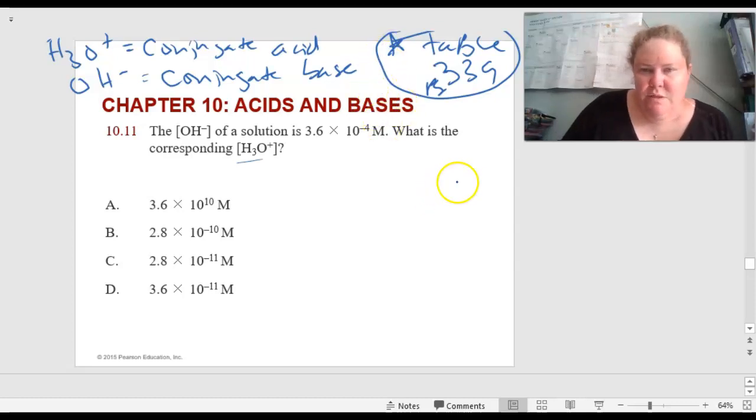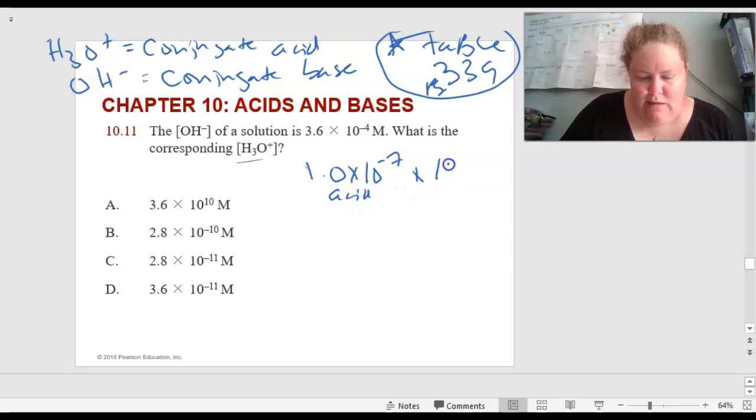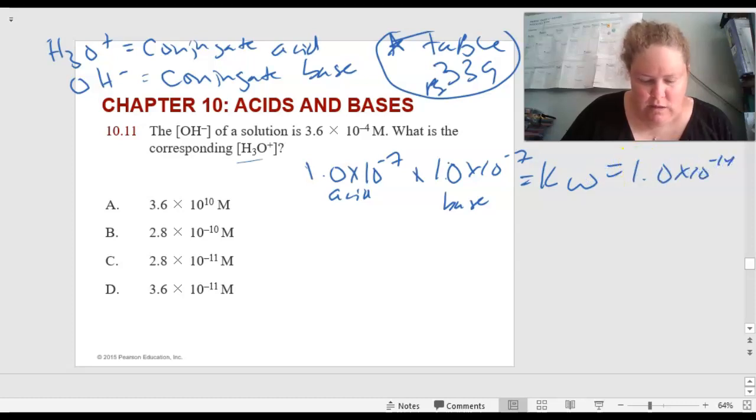Basically what we have to do is calculate the KW first. So if you take 1.0 times 10 to the minus 7 for your acid, and then you times that by 1.0 times 10 to the minus 7, which is your base, you end up getting your KW of 1.0 times 10 to the minus 14. Okay, and remember that your KW is going to be your water dissociation expression.